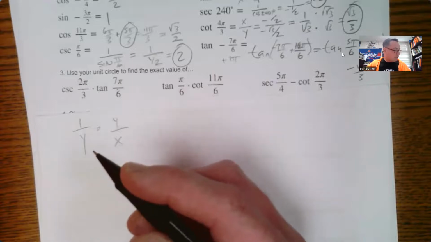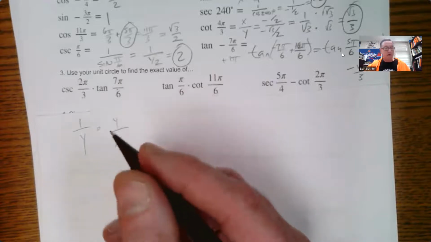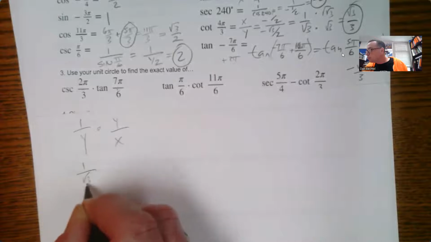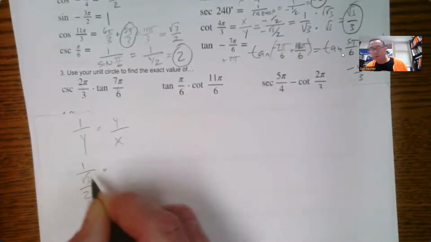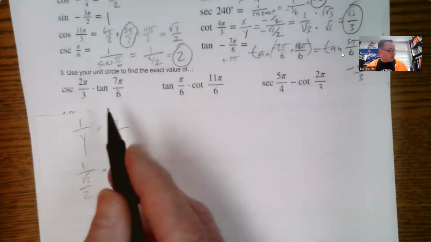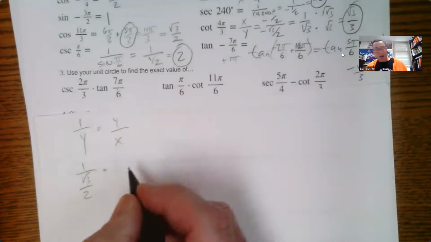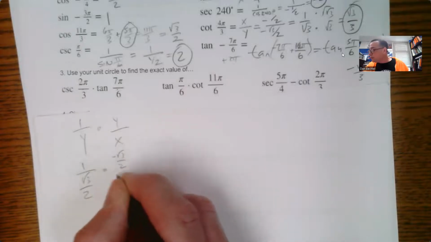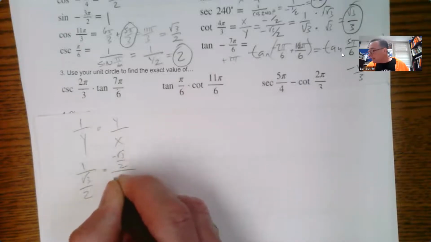So at 2 pi over 3, the y value is square root of 3 over 2. So this is 1 over the square root of 3 over 2. And I'll work with that in a second. At 7 pi over 6, it's y over the x. So the y is negative square root of 3 over 2. And the x is negative 1/2.